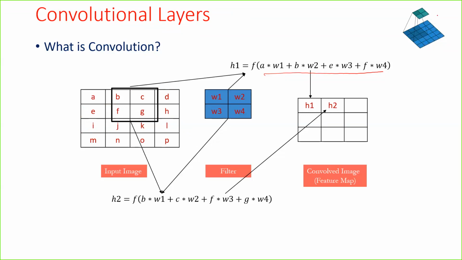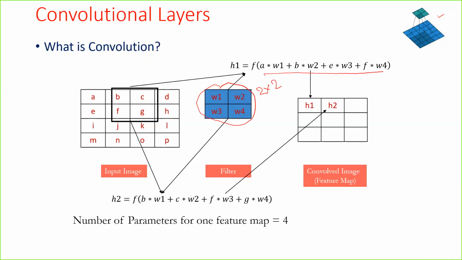You can also see that in the top right side figure. You are performing the convolution, moving it one position right, applying the convolutional operation and getting the convoluted image. So how many parameters for one kernel? If it is one filter of size 2 by 2, how many parameters here? Total 4 parameters, isn't it? So the number of parameters for one feature map is 4.